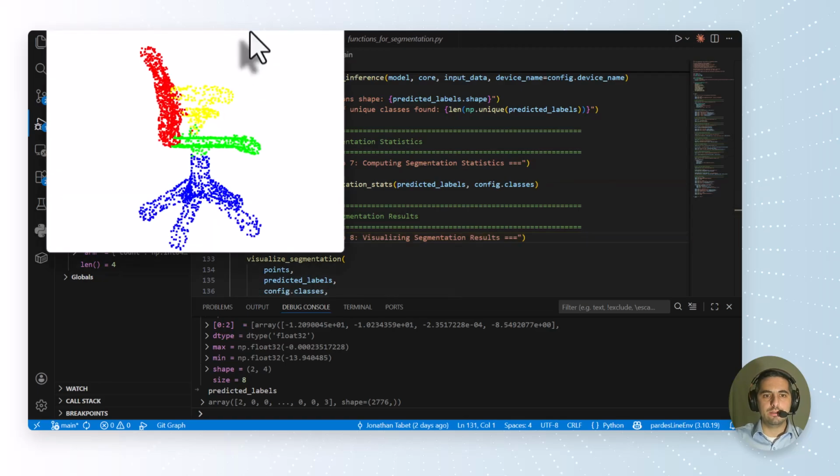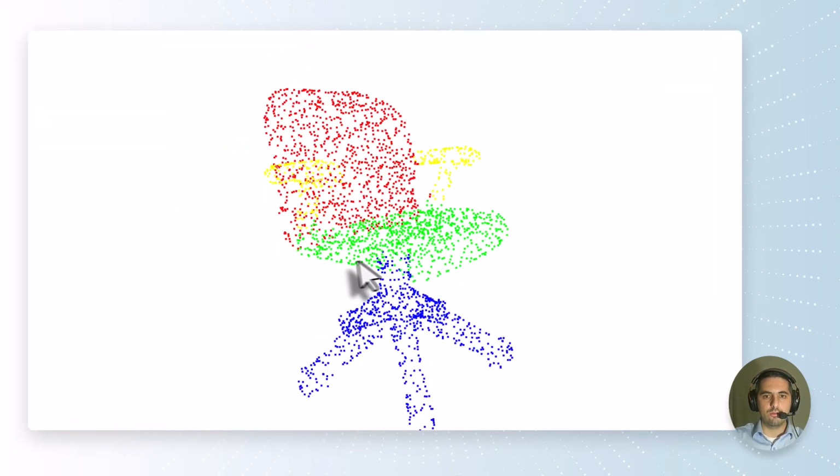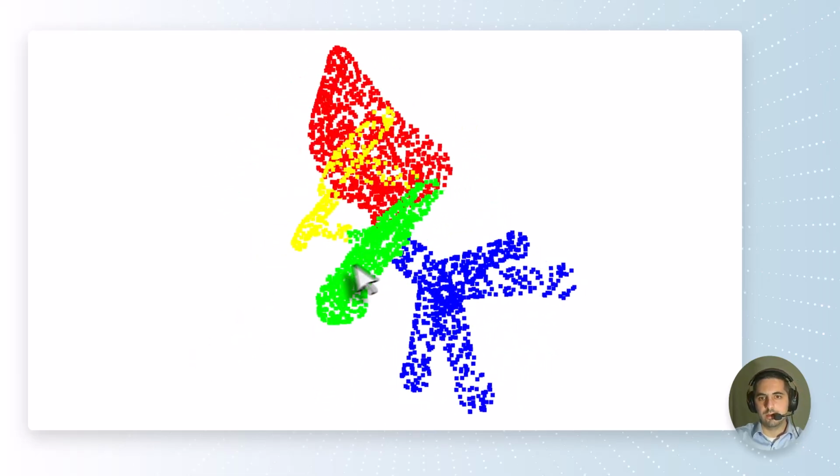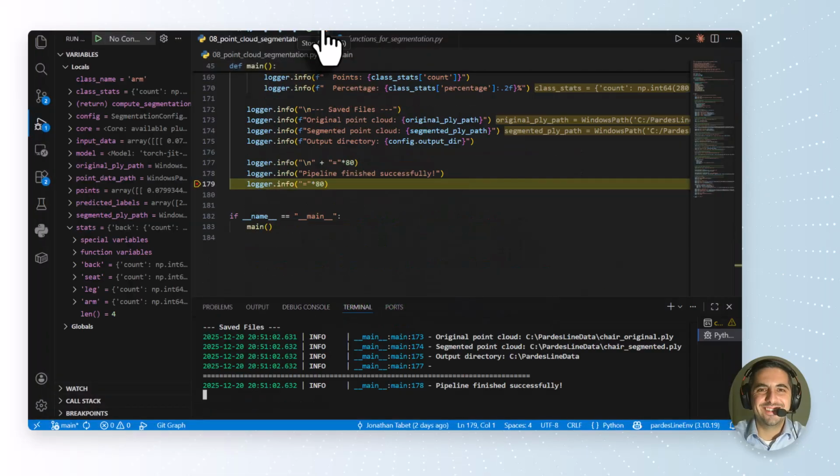Let's now visualize the results, and this is our final result obtained by using the PointNet deep learning model. It's a great result. That's it for today.